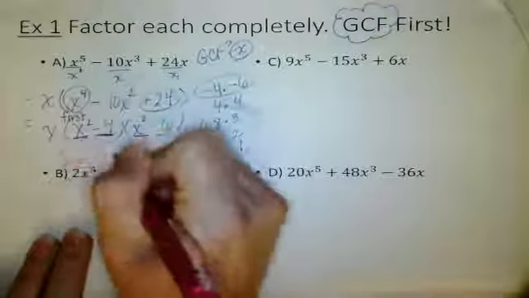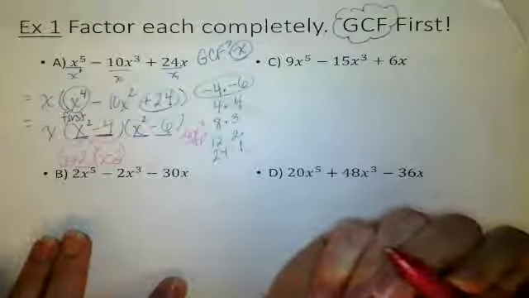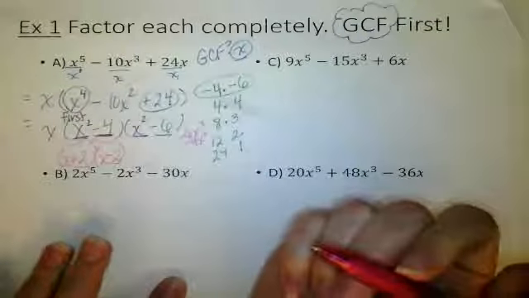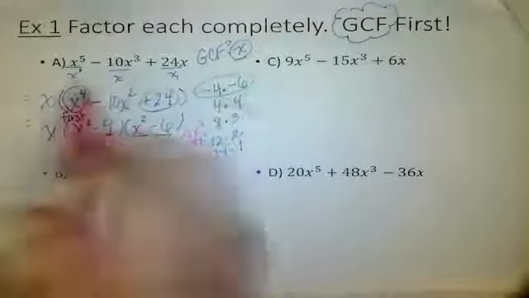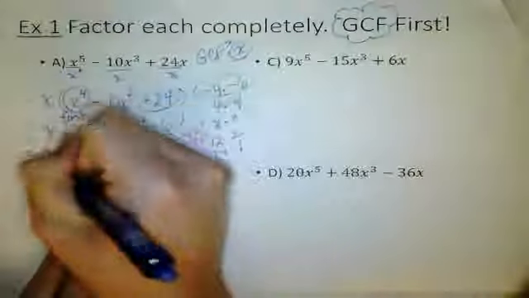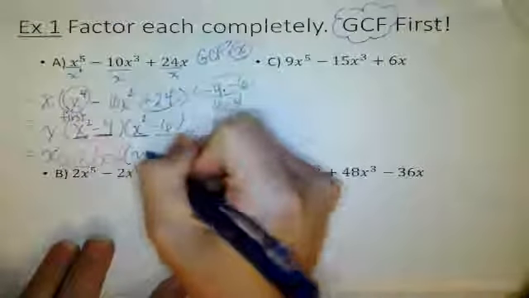Positive 2 and negative 2. Remember that? That is difference of squares. Very tricky. I did not notice that the first time through.